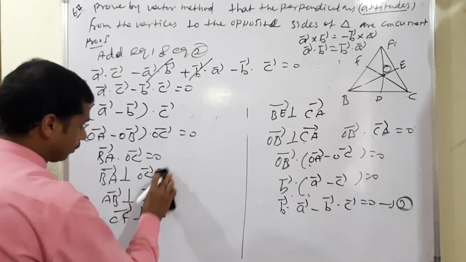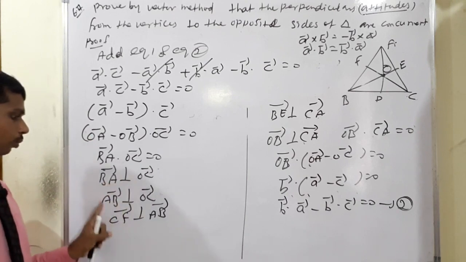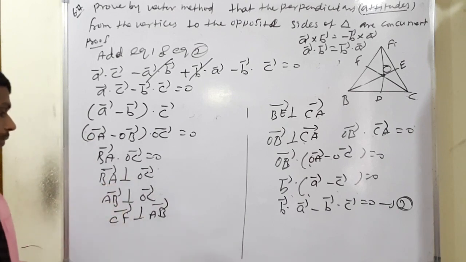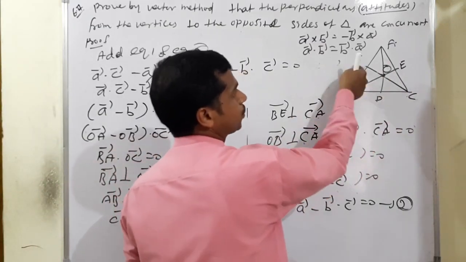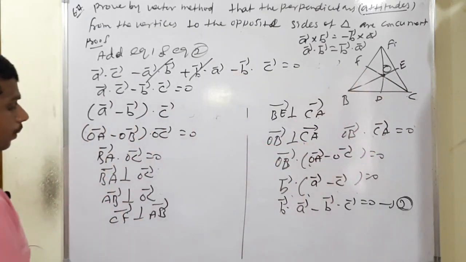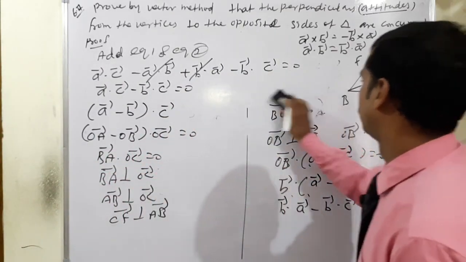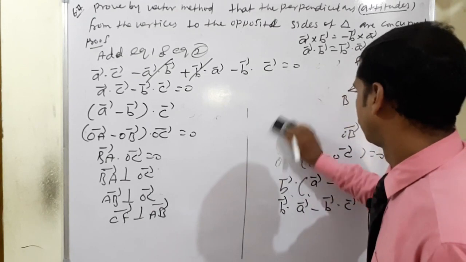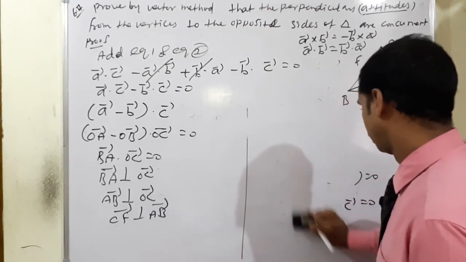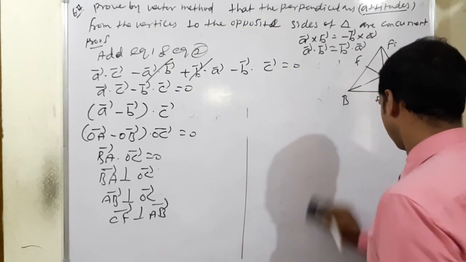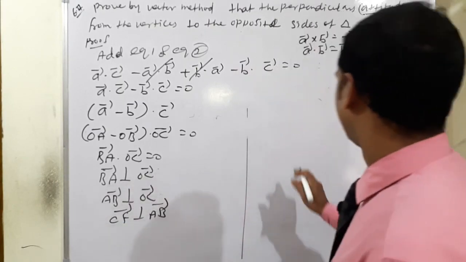There is no 0. Okay. So, BA vector is perpendicular to OC, then AB vector perpendicular to OC. So, why am I writing OC? Look at there, OC is fully equal to CF. That's why CF vector is perpendicular to AB. Therefore, how to finish the final line?